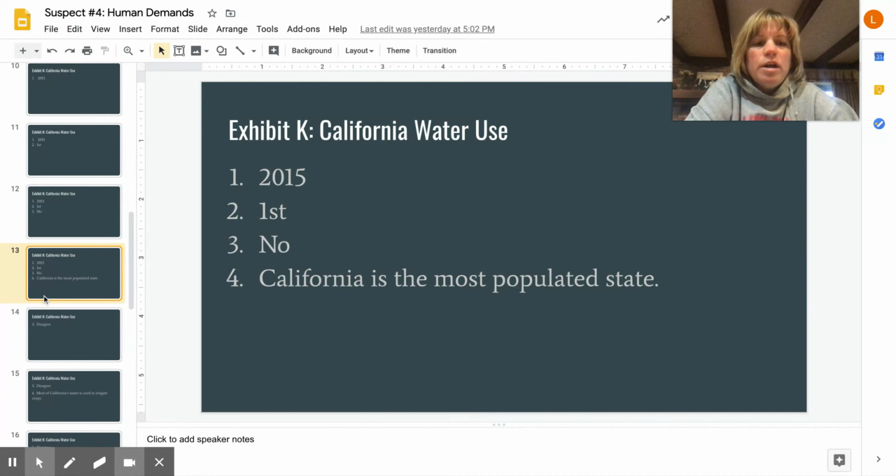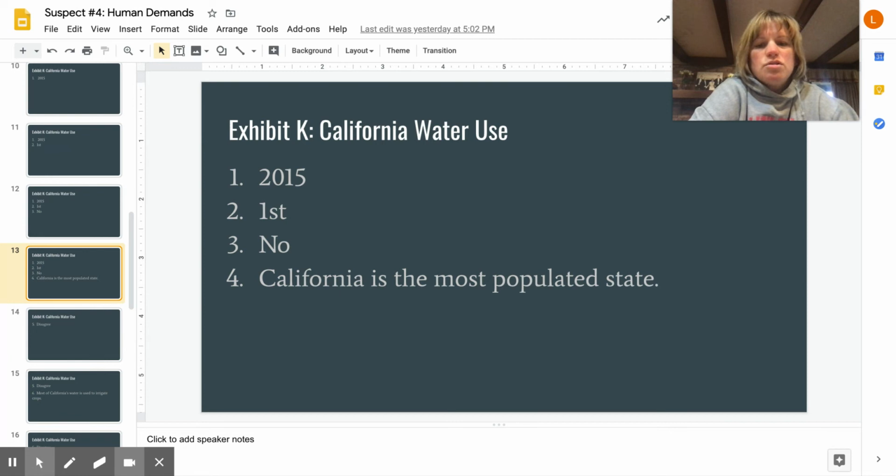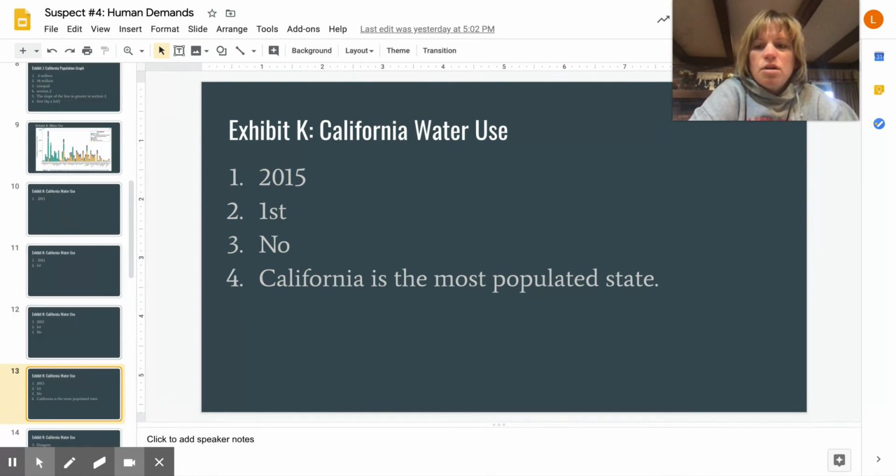So for Exhibit K, what if the residents of California would just cut back in the water use of their homes? If they would reduce what they're using, the time that they spend in the shower, say, if they would just do that, would everything be okay? And it makes us go back here.